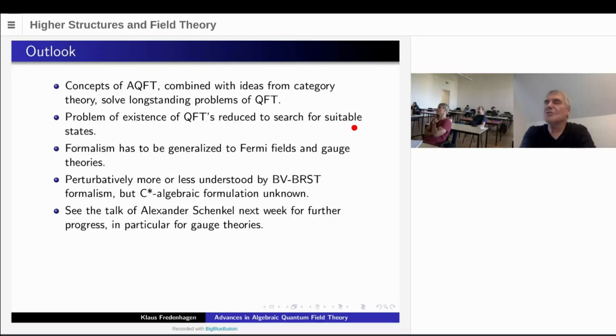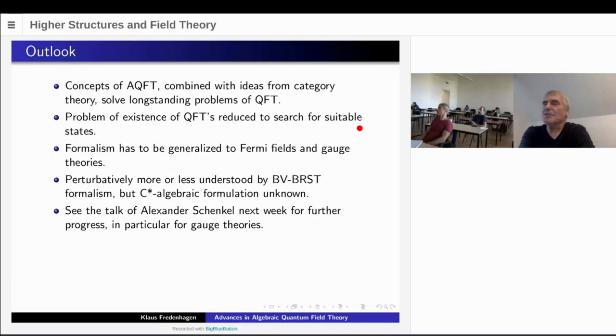For instance, we can ask whether there's a vacuum state. This is not guaranteed. Actually, there are counterexamples. For instance, the massless scalar field in two dimensions does not have a vacuum state. So it's not always true that there's a vacuum state, but this would be a good question. But there could be other criteria for interesting states. It's not clear at the moment what these criteria are. But in any case, I think the problem of constructing quantum field theory is now transformed into the question whether you can construct certain states on these quantum field theories.